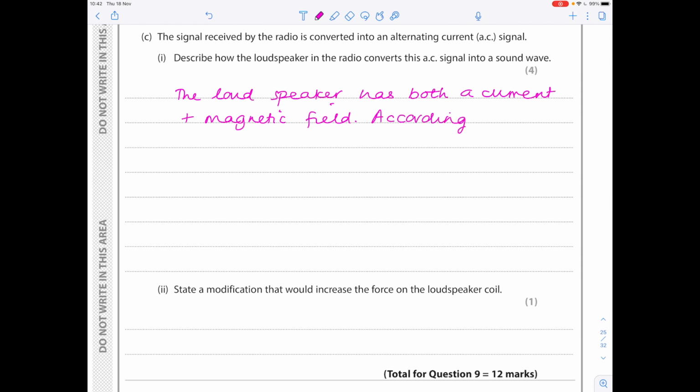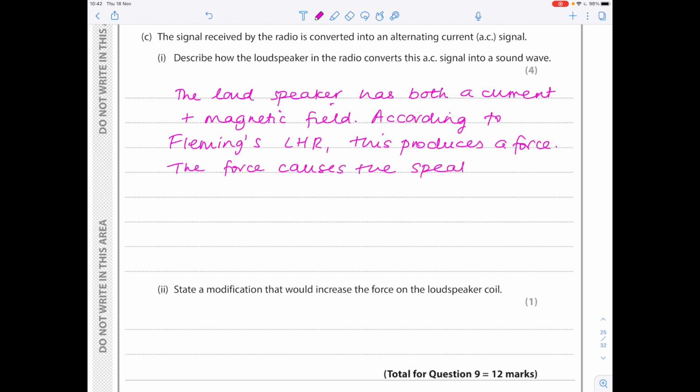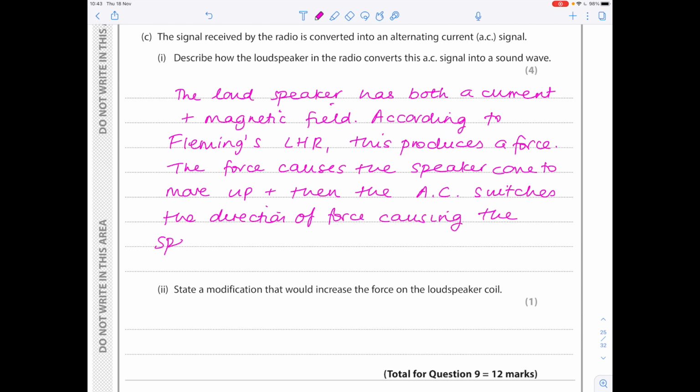According to Fleming's left-hand rule, this produces a force. The force causes the speaker cone to move up, and then the alternating current switches the direction of the force, causing the speaker cone to move down.